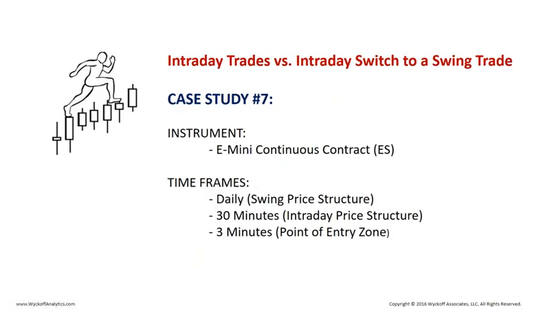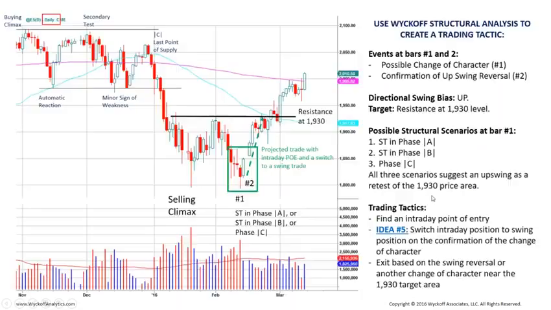Where would we switch from the intraday trade to the swing trade? We're going to look again at the E-minis continuous contract. Daily is going to be used for the swing price structure, 30 minutes for the intraday price structure, and 3 minutes for the points of entry. So here is that recent situation.